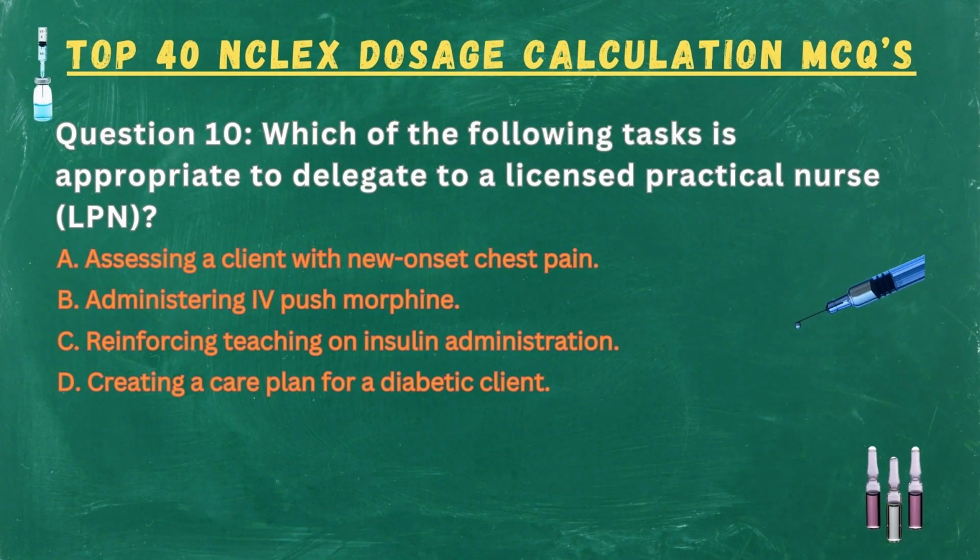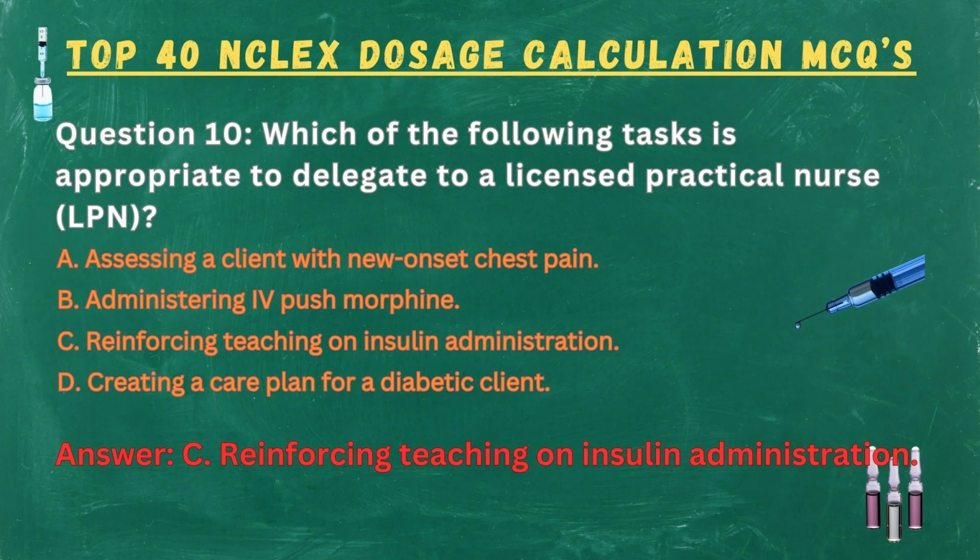Question 10. Which of the following tasks is appropriate to delegate to a licensed practical nurse, LPN? A. Assessing a client with new onset chest pain. B. Administering IV push morphine. C. Reinforcing teaching on insulin administration. D. Creating a care plan for a diabetic client. Answer: C. Reinforcing teaching on insulin administration.